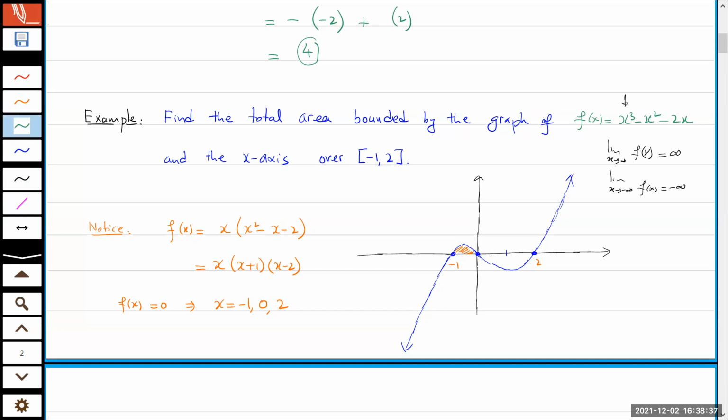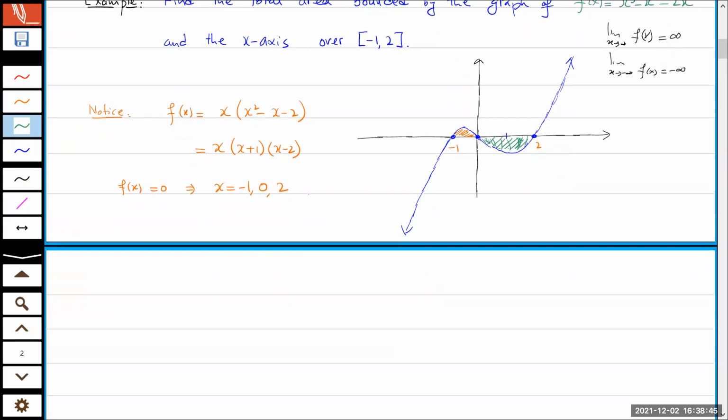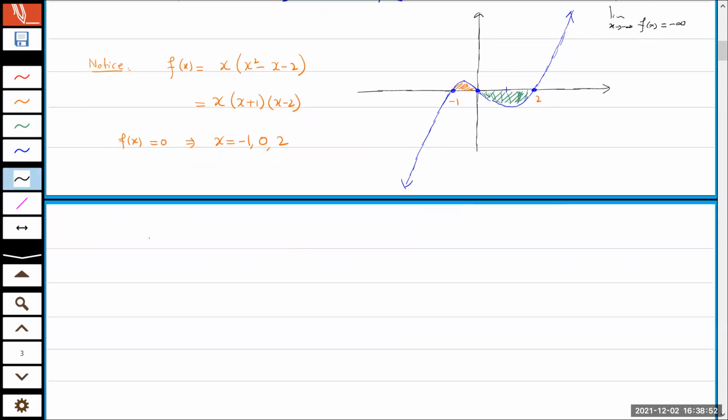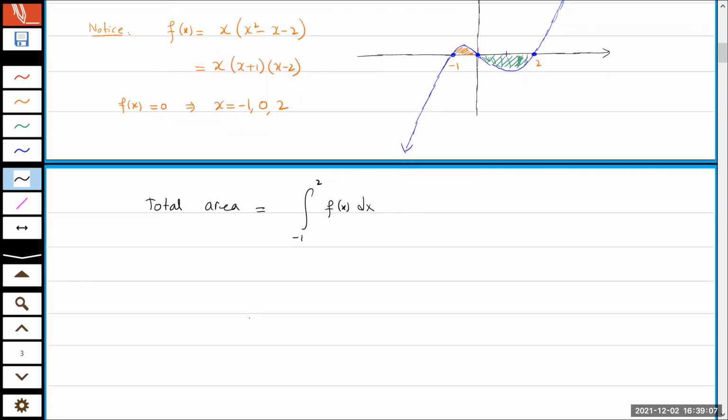And then I have this negative value coming from the region 0 to 2. So when I calculate the integral from 0 to 2, I need to use the absolute value. I would write total area is given by, now normally we would write the integral -1 to 2, the function f of x dx, but we know in this case we have to split it. We have to write this.